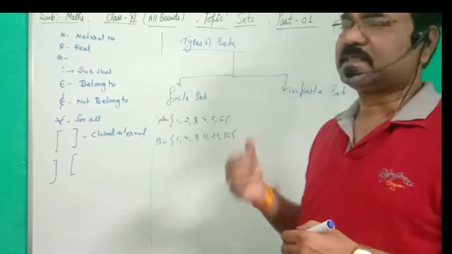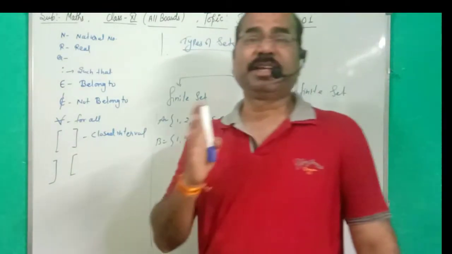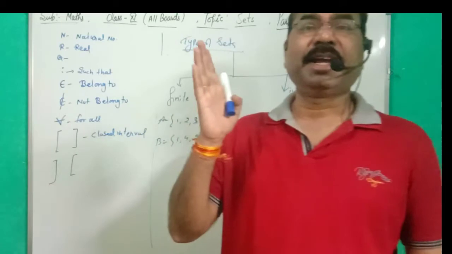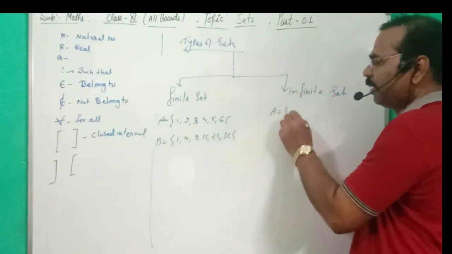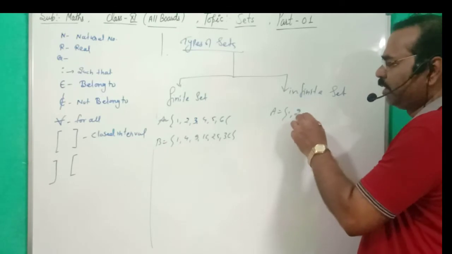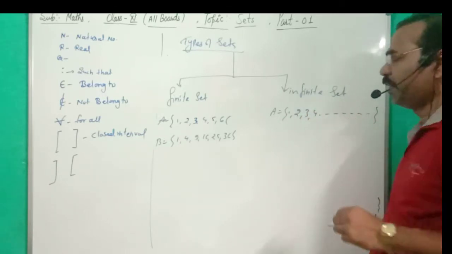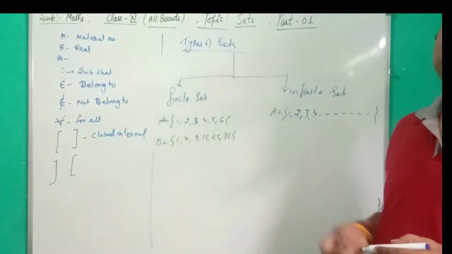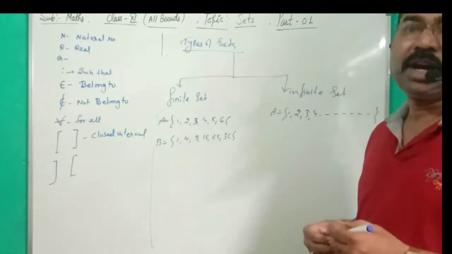Now we discuss infinite sets. Infinite, according to the word, what do you understand? Suppose you are given elements A: 1, 2, 3, 4. It is not defined how many terms will go on. Up to which term we are taking is not defined. That is called an infinite set.